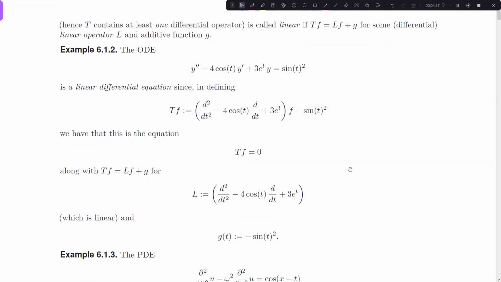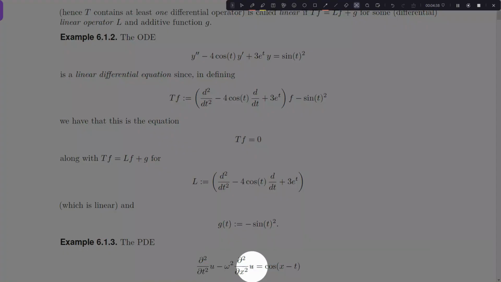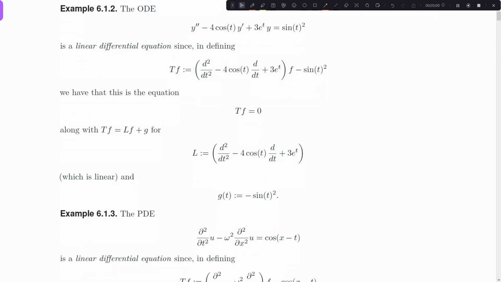But let's move on. We can have linear PDEs as well. So now I have a PDE, and my unknown is this function u. I have a differential operator there, a little bit of multiplication by negative omega squared, and then another differential operator, and then maybe this additive function cosine. So I'm still just full of linear operators. Both of these are differential in this case, and an additive function. We'll go through the same work there.